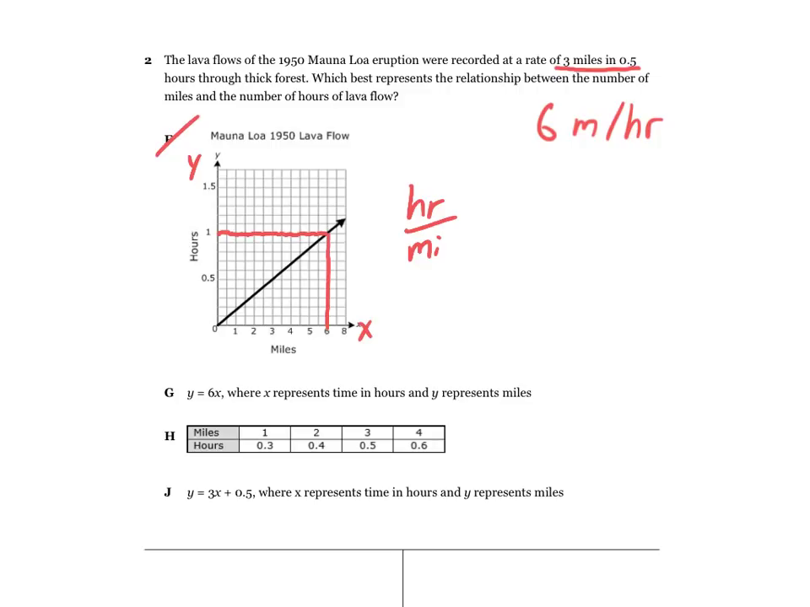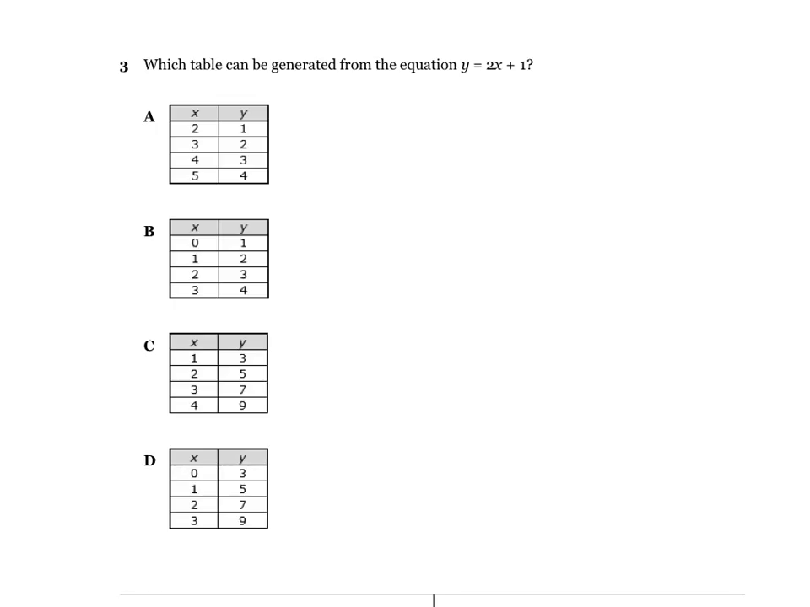And 6 miles per hour, that's actually our slope, our M, so Y equals 6x is what's going to work for us. And if we don't move, if no time goes by, we don't go anywhere. So there's not going to be a plus B on it, so our answer has to be G on that one. This one's going to be plug and play.